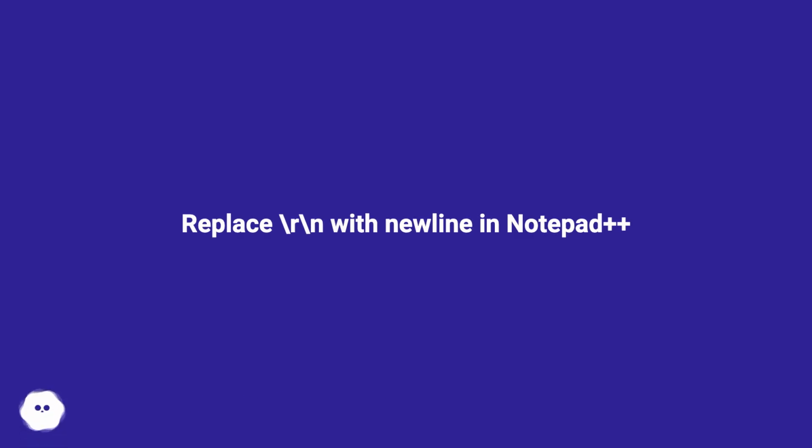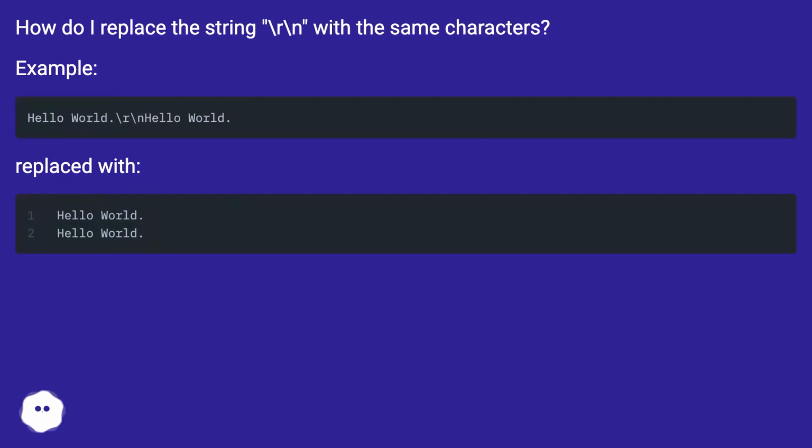Replace \r\n with newline in Notepad++. How do I replace the string \r\n with the same characters? Example: \r\n replaced with \n.